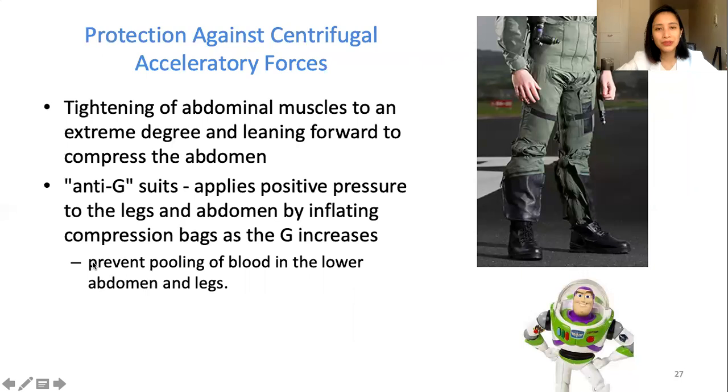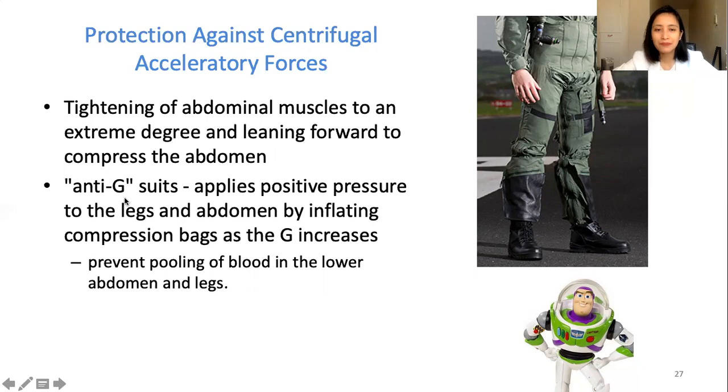So how do you protect yourself against centrifugal acceleratory forces? In the military, those who fly airplanes are trained on how to protect themselves from these forces. You can do this by tightening the abdominal muscles to an extreme degree and leaning forward to compress the abdomen. When you compress the abdomen, you prevent the blood from pooling away from the center of your body.